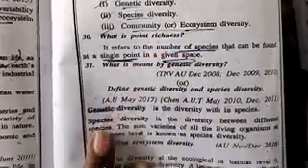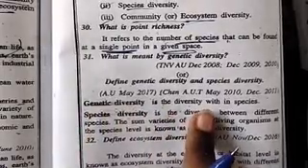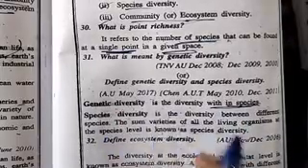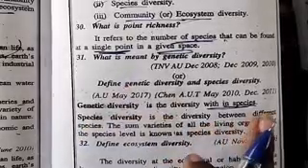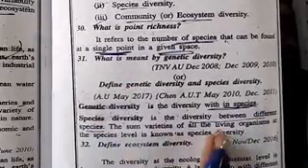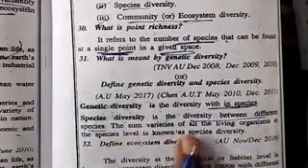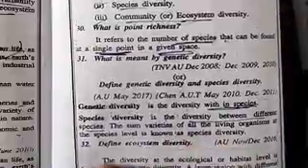What is meant by genetic diversity? Genetic diversity is diversity within species. Species diversity is diversity between different species. The sum of varieties of all living organisms at the species level is called species diversity.